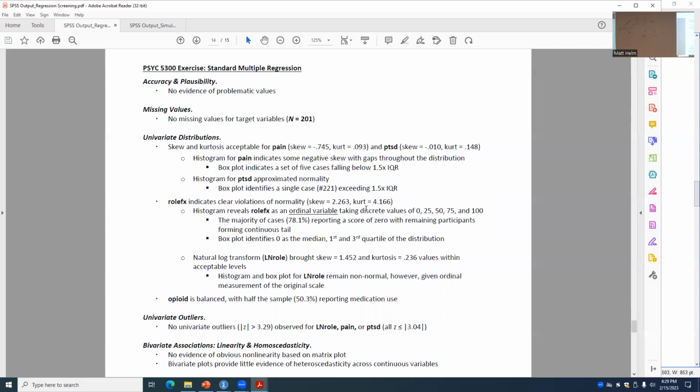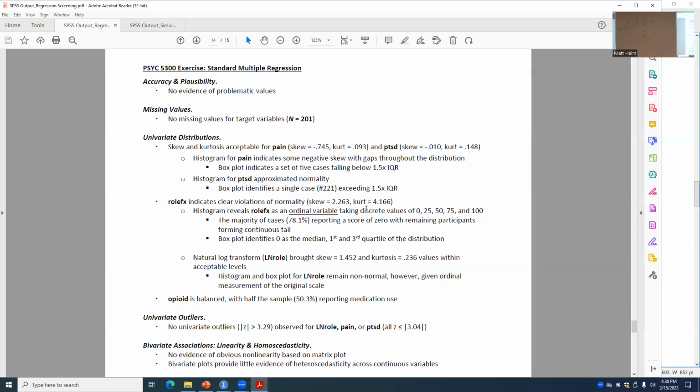We're good to go. Then we say role function indicates a clear violation of normality, right? The histogram reveals role function is actually an ordinal variable, taking discrete values of 0, 25, 50, 75, and 100, right? We're saying, sure, here's the distribution, but the problem is a level of measurement issue, more so than the distribution, right? The majority of cases are reporting zero, with everything else falling across the scale. Box plots indicate 0 is the median, first and third quartile for the entire distribution.